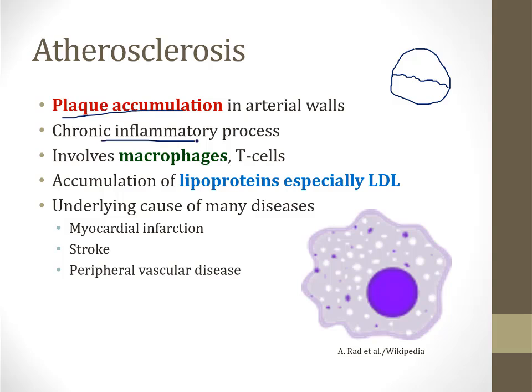It's a chronic inflammatory process, as we'll talk about in a minute. It involves macrophages especially, but also T cells. It also involves the accumulation of lipoproteins in the wall of the blood vessel, especially LDL. LDL is the so-called bad lipoprotein, and that's because it's associated with atherosclerosis. And atherosclerosis is the underlying cause of many, many common diseases. In my field, it causes myocardial infarction and stable angina. It can lead to stroke. It can also lead to peripheral vascular disease.